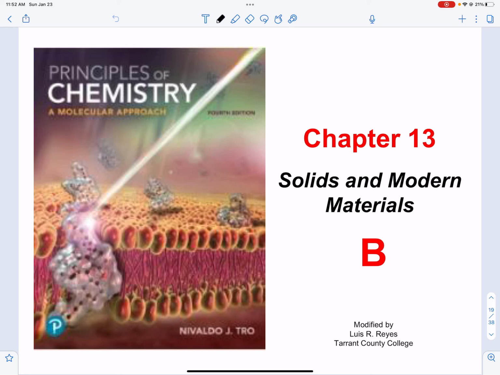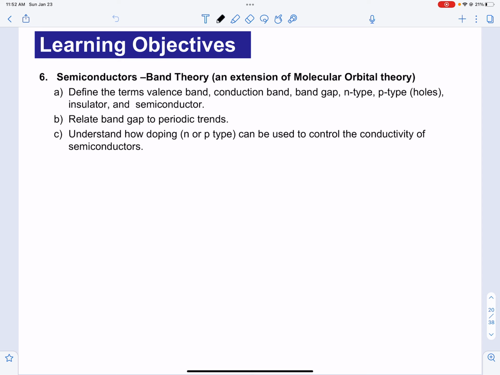Welcome back. This is the second and last section for chapter 13. So we will continue studying solids and modern materials. We're going to concentrate now on the modern materials. So what are we doing here?